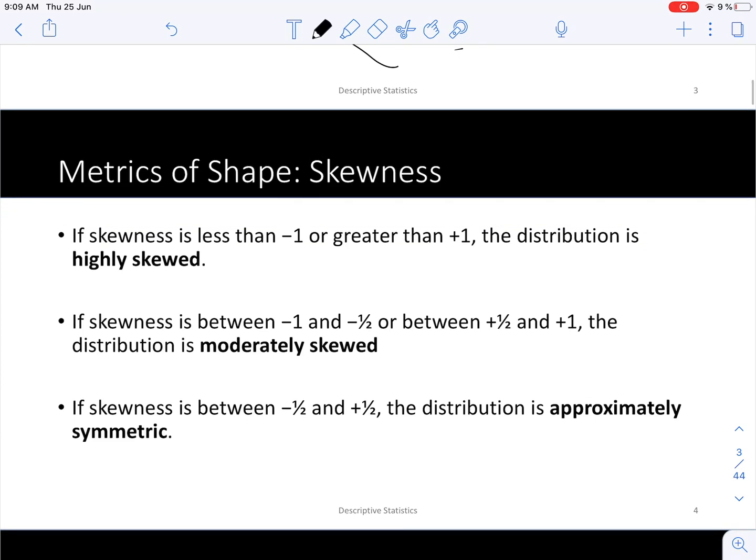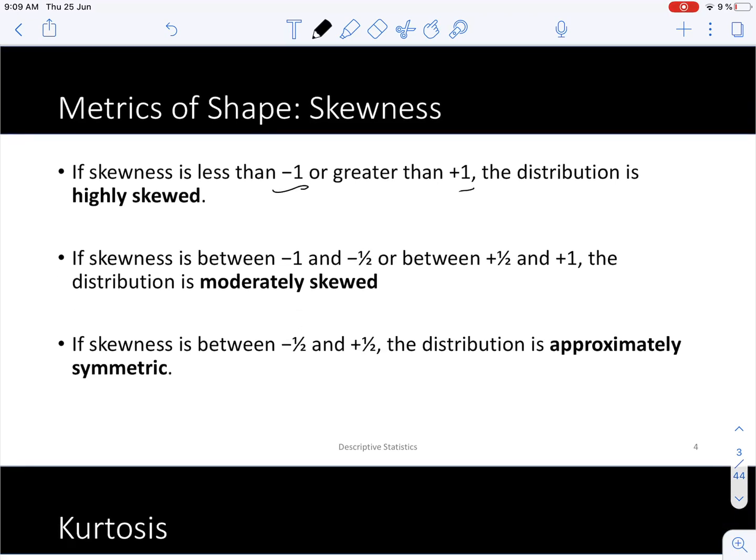So let's see these numbers that we have here. These are more like guidelines to make the interpretation. If the skewness is less than -1, that means -1.5, -2, or if it's greater than 1, then we will claim that it's highly skewed. If it's negative, then it will be highly skewed to the negative side. But if it's positive, then it will be highly skewed to the positive side, or to the right side.